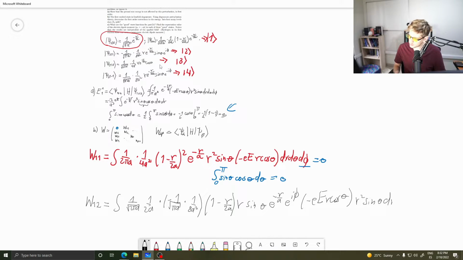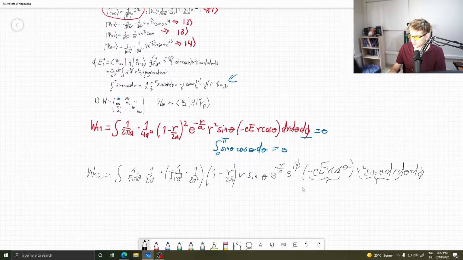It's important that you know where each one of these parts comes from, okay? So this part right here comes from the spherical coordinates. This is the Hamiltonian, and then these two parts are simply the wave functions. Okay, so this one looks nasty. So hopefully something here could be 0.